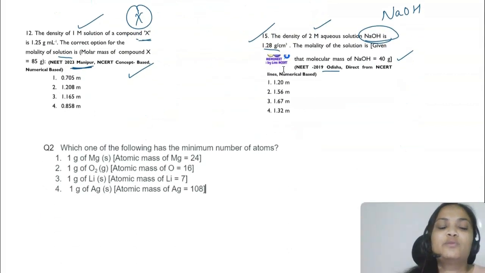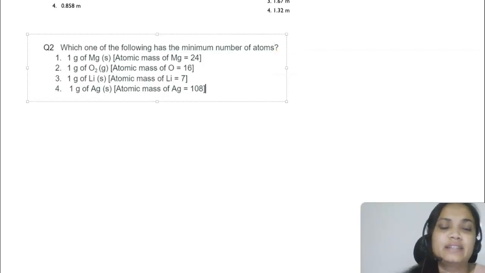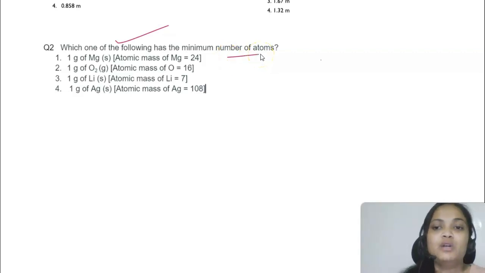So students, the next question is a very simple question. Again, it is asked from your mole concept, which says: which of the following has minimum number of atoms. Okay, so the PYQ actually was: which of the following has maximum number of atoms.